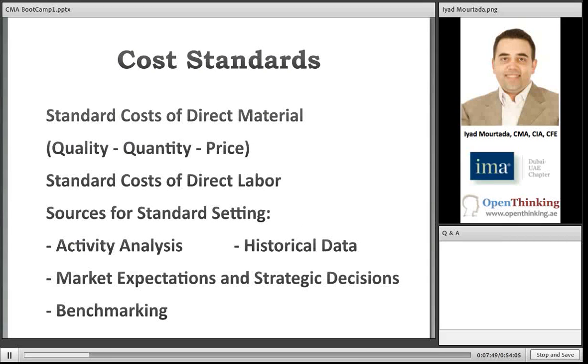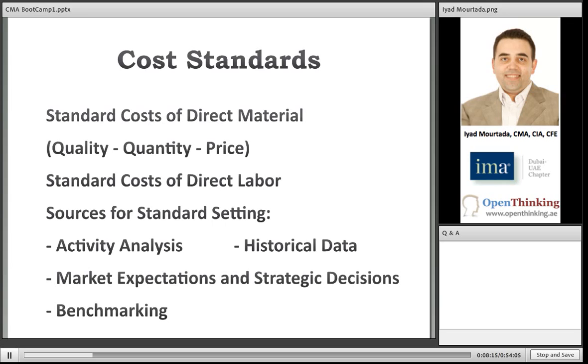Now, when we try to understand the cost standards, we need to look at the standard cost for direct material. And when we need to do it for direct material, we need to do the following. First, we look at the quality. It's not the quantity, it's not the price. We look at the quality. What is the quality of the direct material that we are getting? This is a very important item for us to look at before we move to another thing. Then we look at the quantity.